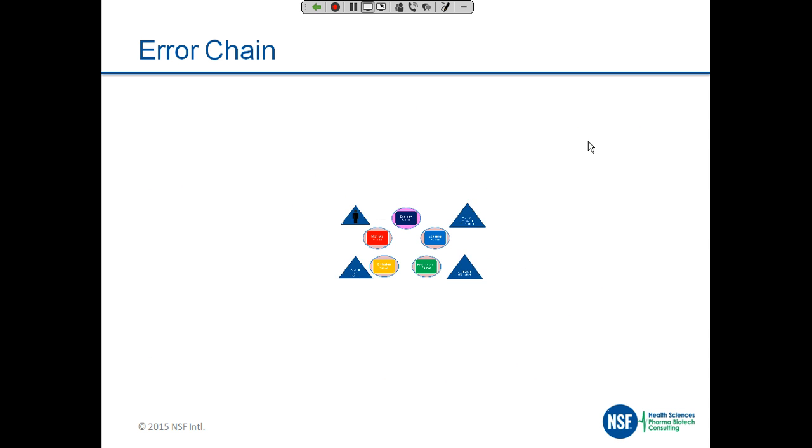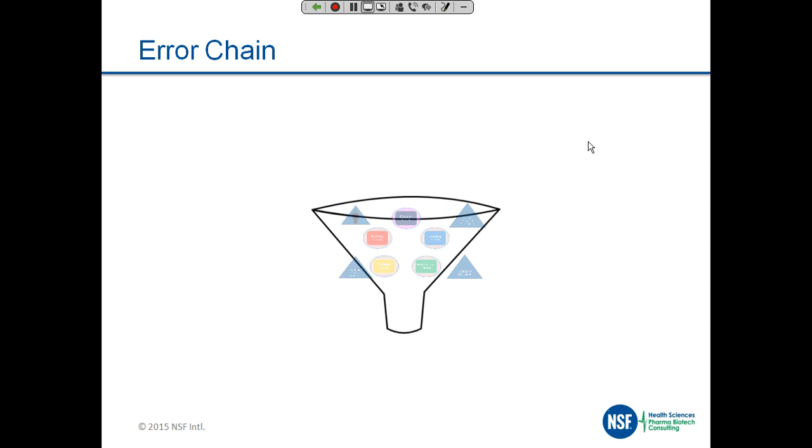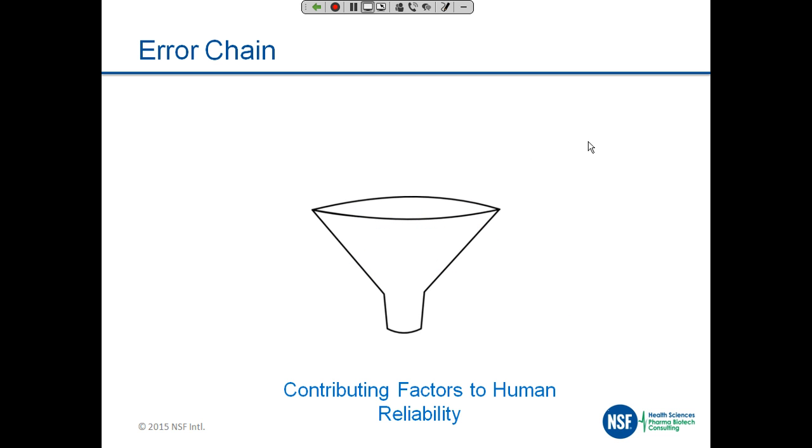So a key message for us at this juncture is that when you take those 5 contributing factors that are on the human side, and you take those others related to the organization, and you run them through a filter, what you're looking to try to do is to get to contributing factors related to human reliability.